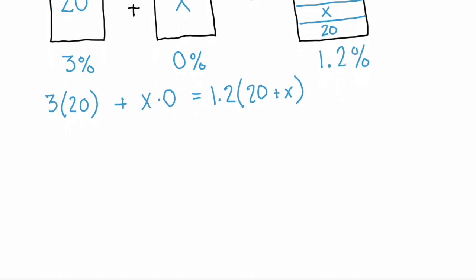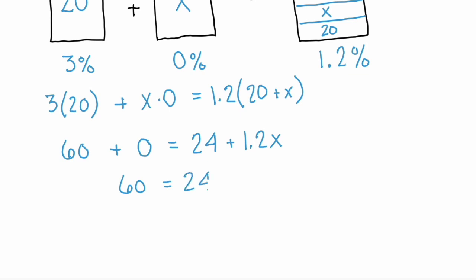Now we're going to start distributing and simplifying. So distribute the 3. 3 times 20 is 60. Plus 0 times x is just 0. Equals, distribute the 1.2. 1.2 times 20 is 24. Plus 1.2 times x, which is 1.2x. Now we're going to simplify that, which is 60 equals 24 plus 1.2x.